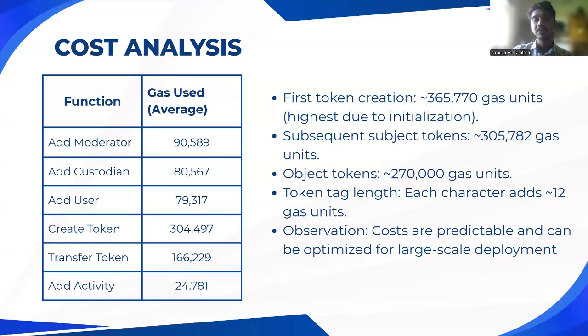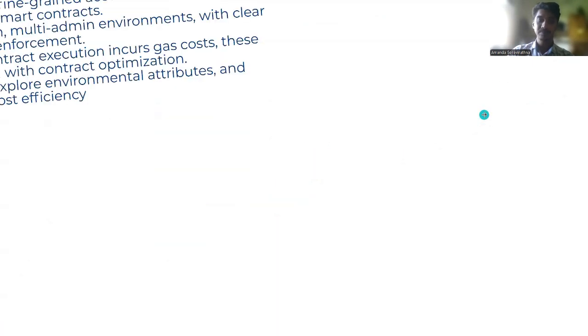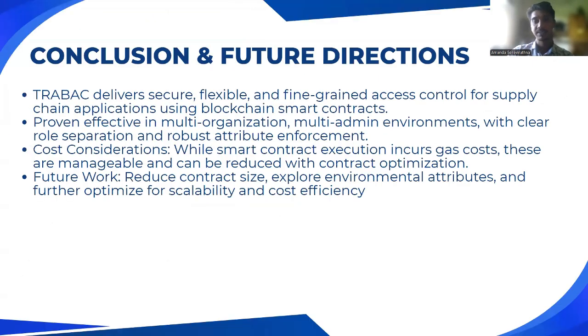We also observed that the length of a token's attribute tag slightly affected the cost, with each character adding about 12 gas units. These costs are predictable and scale in a manageable way, but they highlight the importance of optimizing smart contract design, especially for large-scale deployment. So that's it. Let's move to the conclusion and finally conclude our presentation.